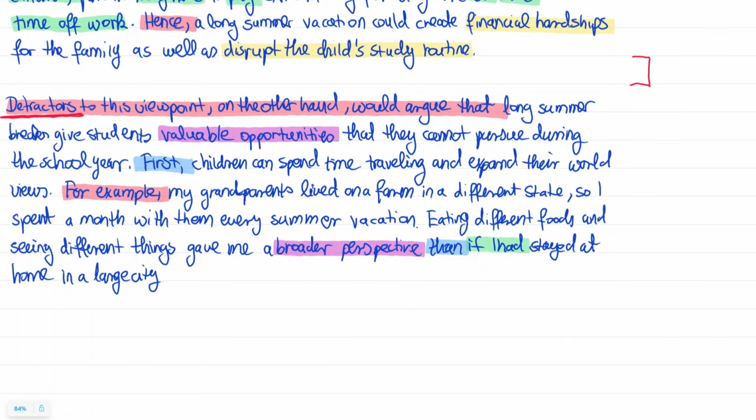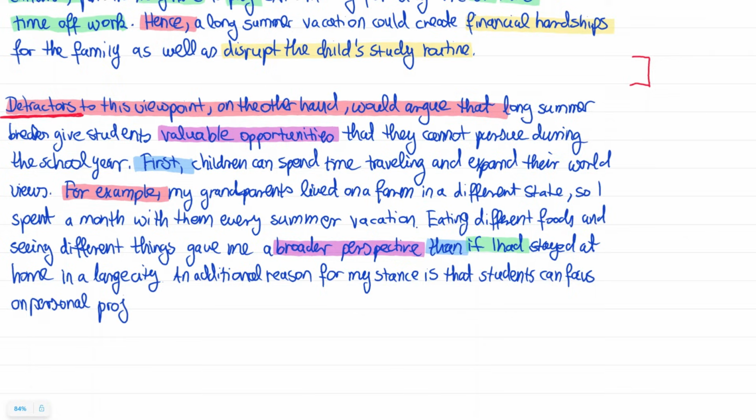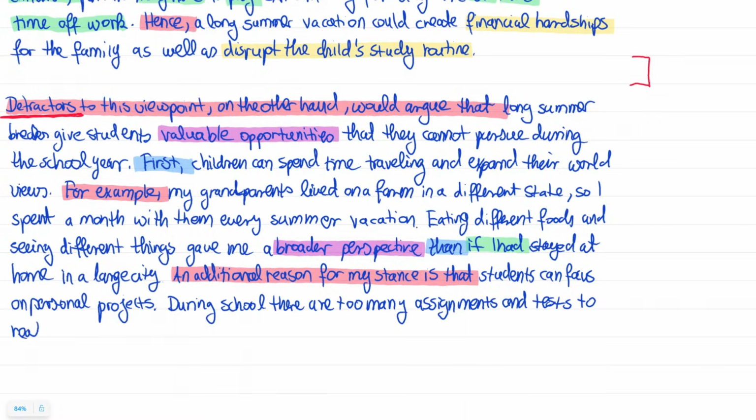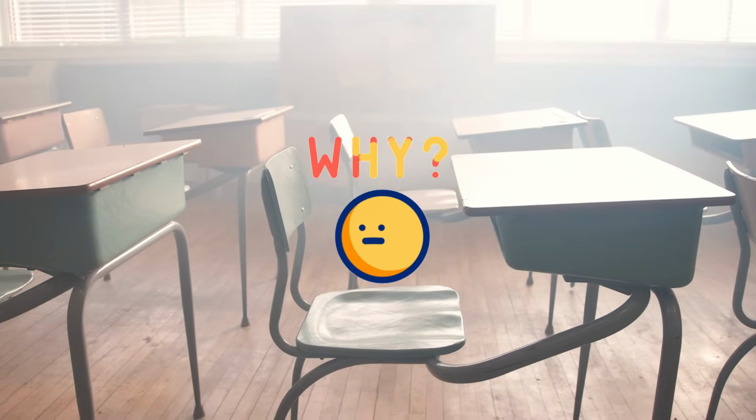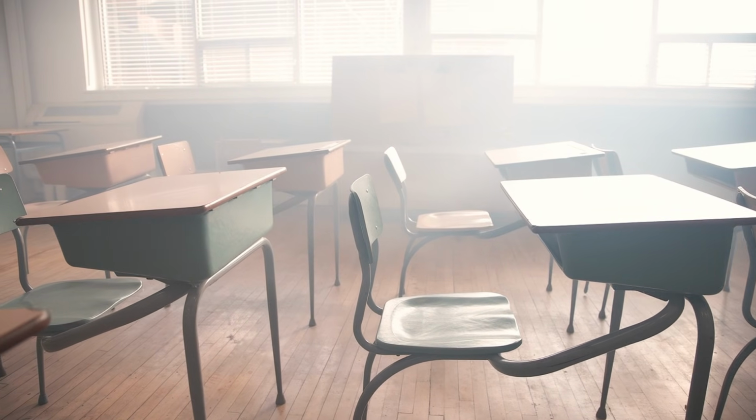Anyhow, that's enough support for that example, so we move on to the second point in favor of long vacations. An additional reason for my stance is that students can focus on personal projects. An additional reason for my stance is from my template. You probably already guessed that. Like before, I follow that short general claim with more details. During school, there are too many assignments and tests to really delve into other interests. Now the reader knows the problem with school, but we haven't stated why long breaks solve that problem. So let's do that in the next sentence.